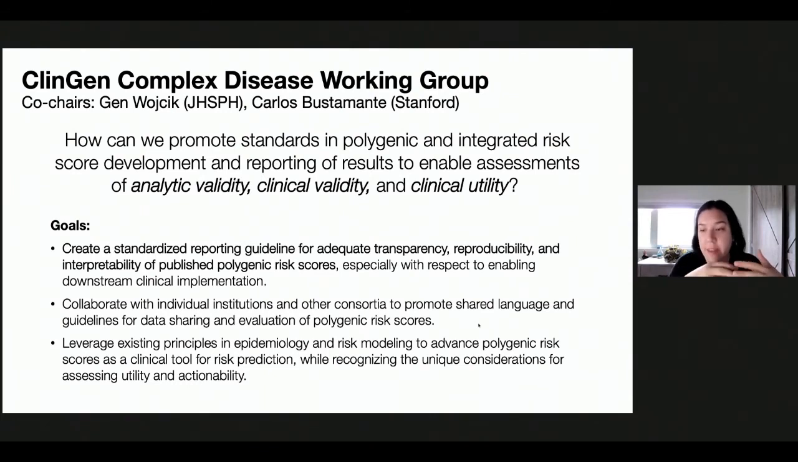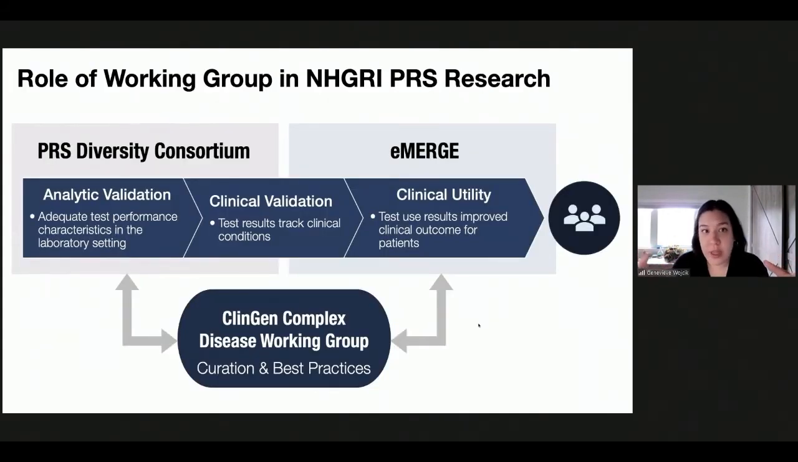And so we'll talk more about it in a second, but there are unique considerations for polygenic risk scores in how we assess them, in terms of both their utility as well as their actionability. It should be noted too that the ClinGen Complex Disease Working Group functions within an ecosystem of other organizations and collaborations and people doing things across this entire pipeline. There's the newly formed PRS Diversity Consortium, which focuses mainly on analytic validation, mostly in diverse populations. Most of genetic research is done in European ancestry groups, and so this means doing it in non-European ancestry groups.